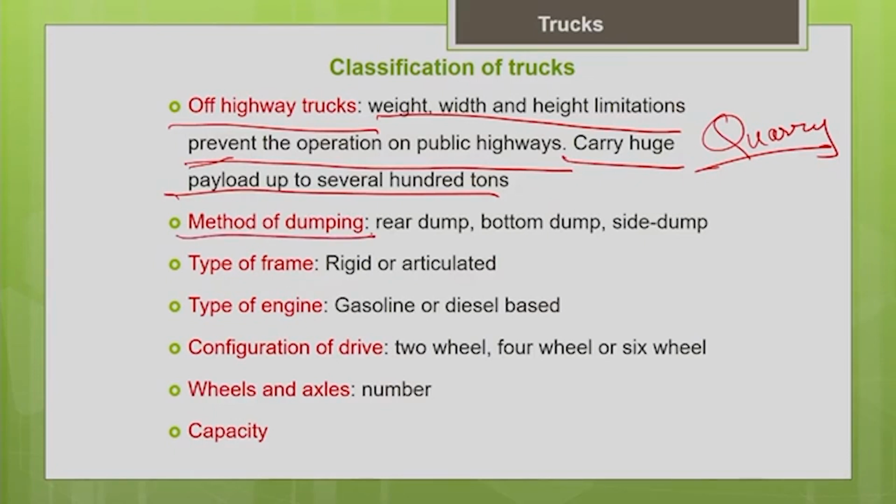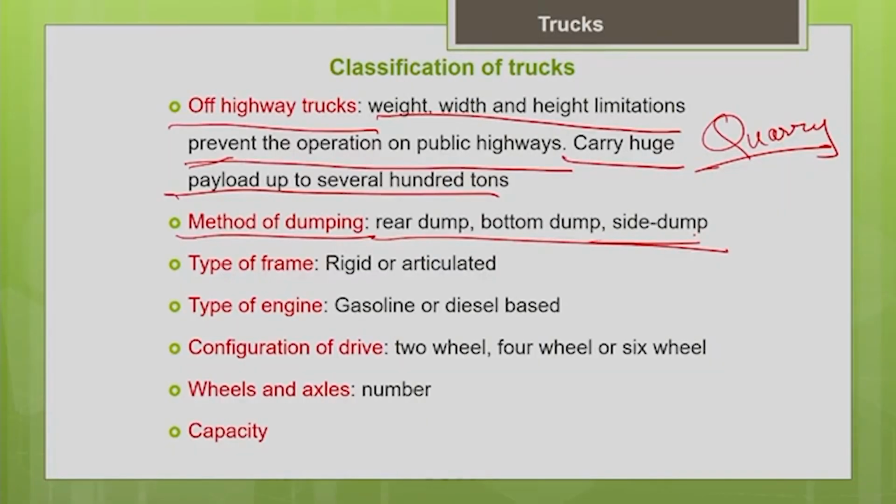Based on the method of dumping, you can classify trucks into rear dump, bottom dump and side dump. Some trucks can dump the material at the rear end, some can dump the material through an opening at the bottom, and some can dump the material through the sides. Then, depending upon the type of frame, as we discussed for the earlier machines also, we have rigid frame and articulated frame. Based upon the type of engine, it can be gasoline or diesel, but most of the trucks are diesel engines.